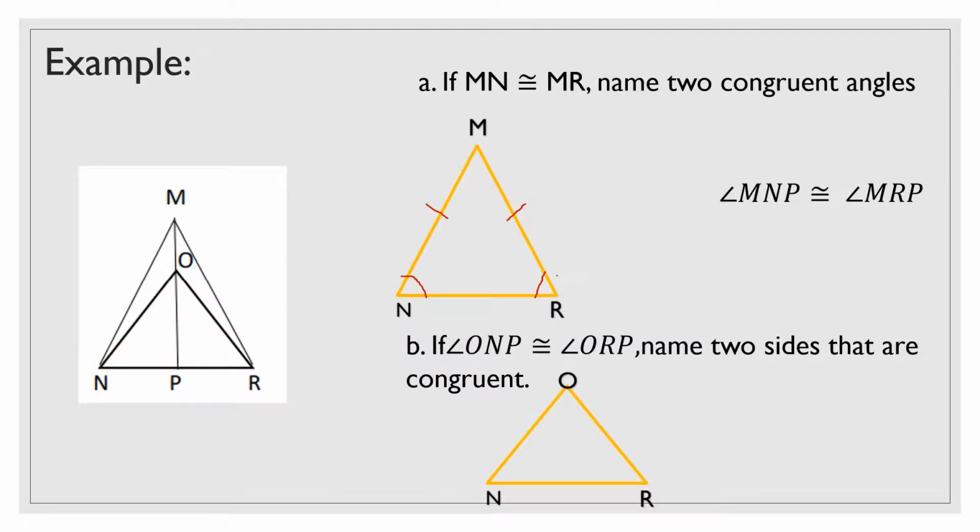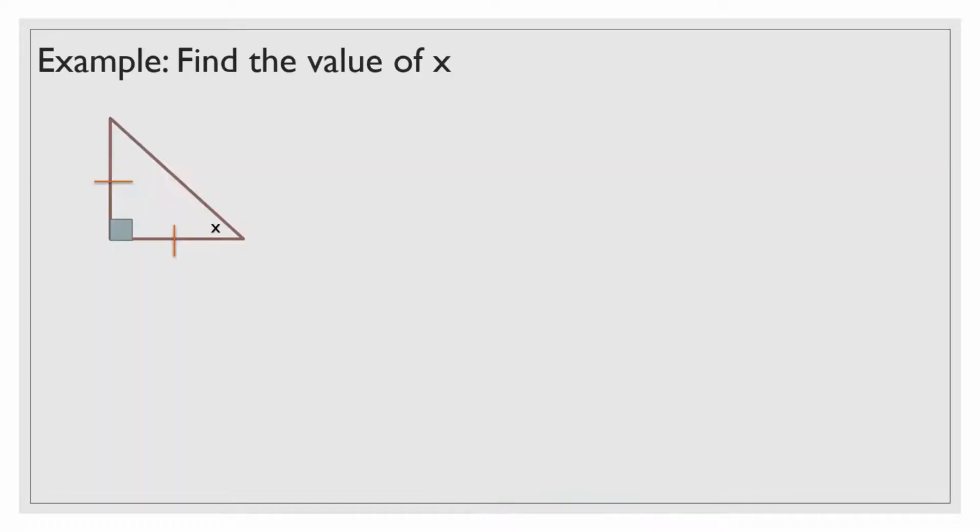Okay? So, if these two angles are congruent, based on the converse of the Isosceles Triangle Theorem, the sides opposite these angles are congruent. So, the two sides that are congruent, we have ON is congruent to OR. We can also use those theorems in finding the value of x.